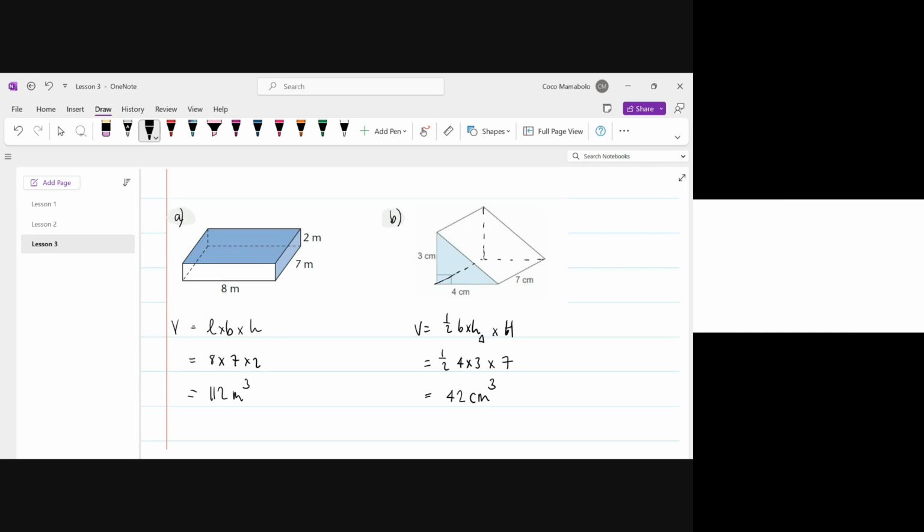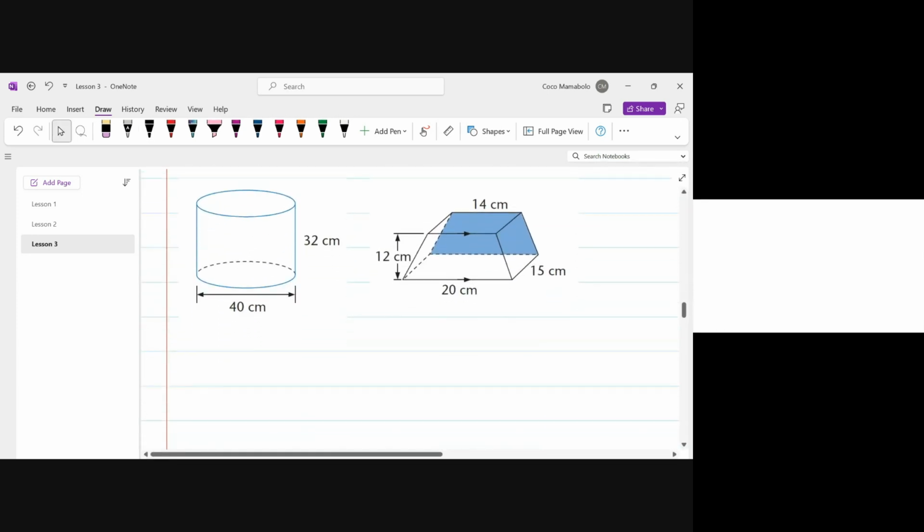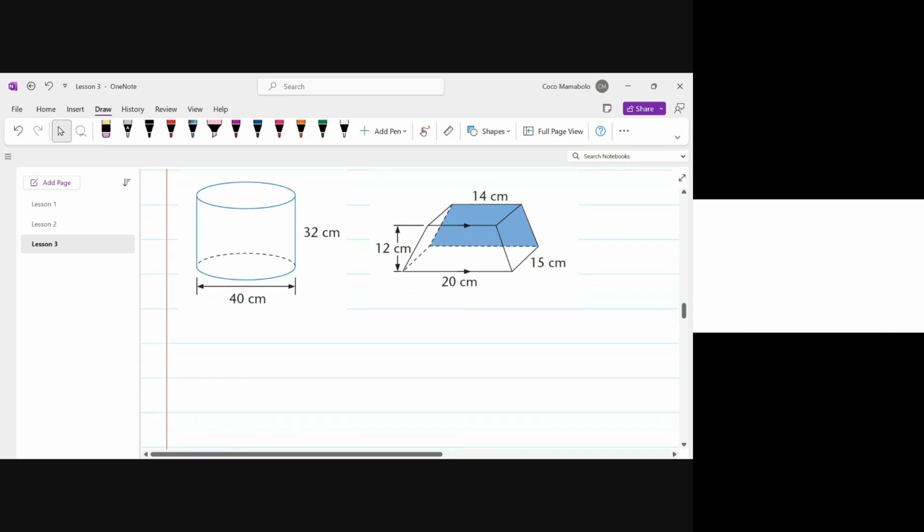All right, easy things. We can do this in our sleep. Let's try a little bit more. Okay, let's look at these two. The first one is nice and easy. It's just a cylinder. But let's look at this one over here. This is C, this is D. If we look at D specifically, we can tell that the base shape, what do we call that base shape that we're looking at there?